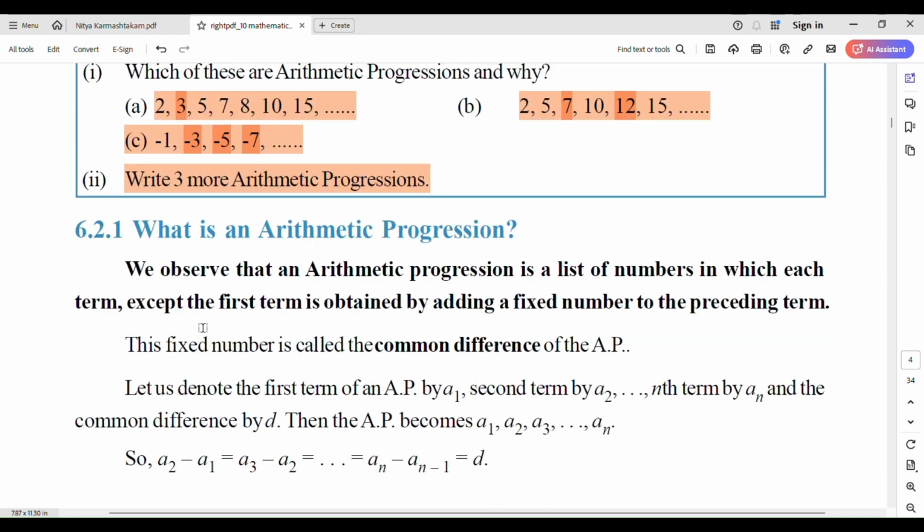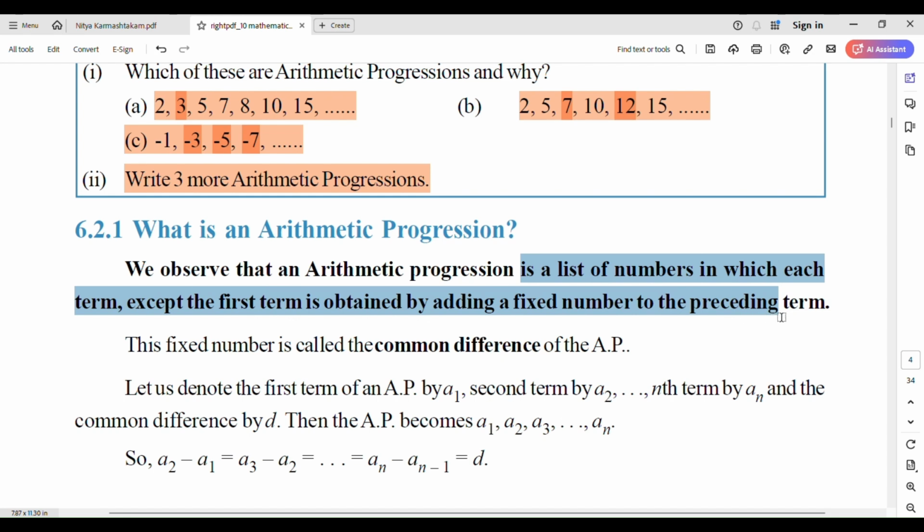Okay, now let's define the arithmetic progression. What is an arithmetic progression? It is a list of numbers in which each term except the first term is obtained by adding a fixed number to the preceding number. This is what we are trying to explain using the examples above, right? You should be able to obtain the number by adding a fixed number to the preceding number, except for the first number. We have some first number, and then after that you should add a fixed number to each term to get the next number.